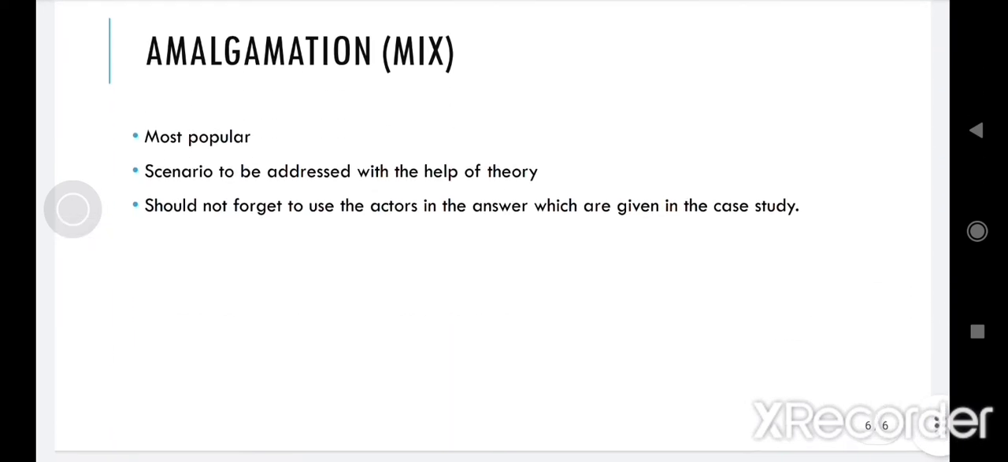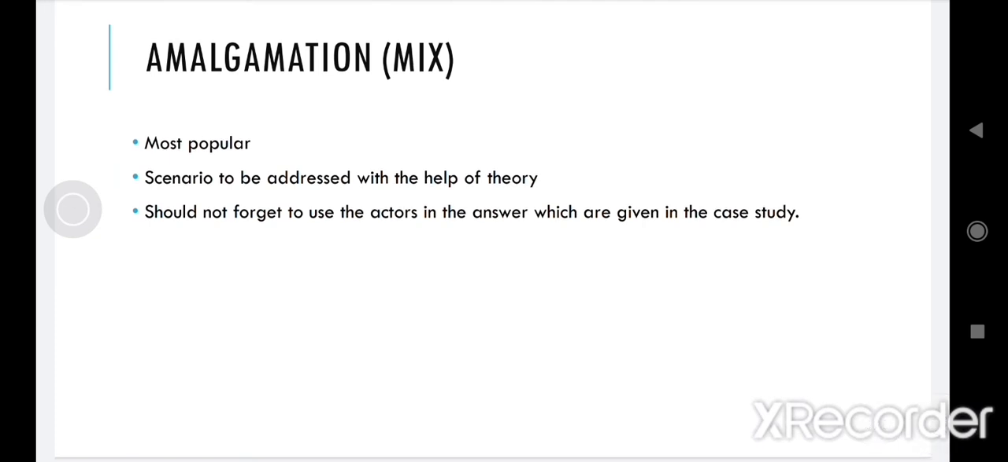The amalgamation one, this is a really famous one. This is the most used one. Popularly, majorly, you'll be seeing that itself. In the case study video that I have done, as well, you can understand that 80-90% of all the case studies given are from amalgamation itself.